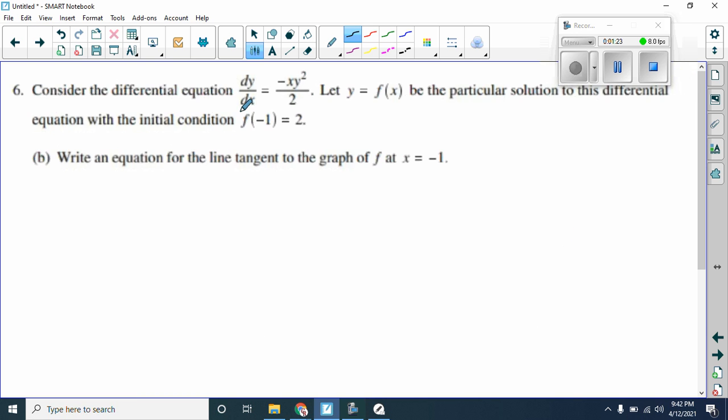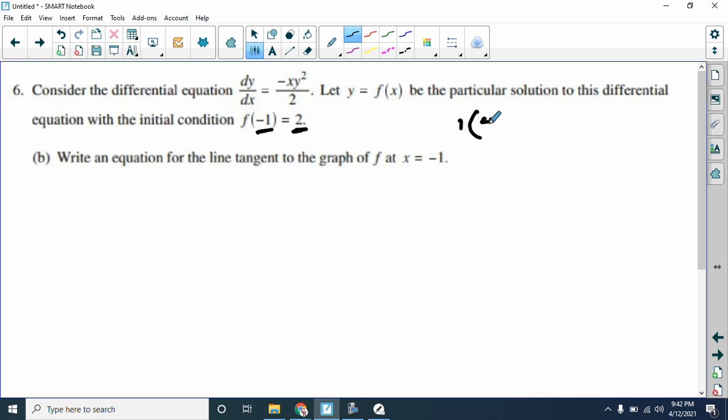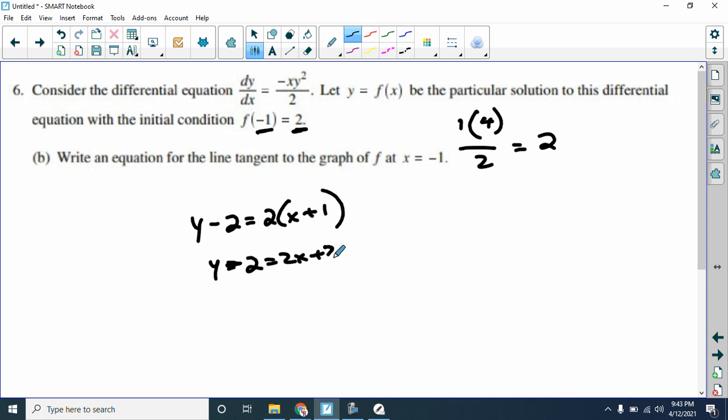Easy enough. Part B asks us to write an equation for the line tangent to the graph of f at x equals -1. So x is -1, my y value is 2. Plugging -1 in for x, 2 for y, we already did this previously, gives me 2. So my slope is 2, and I have a point. So y minus 2 equals slope times x minus -1. y equals 2x plus 4.